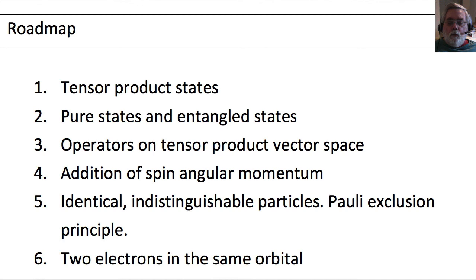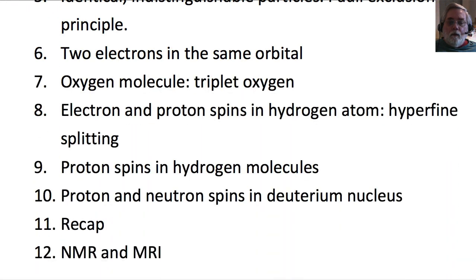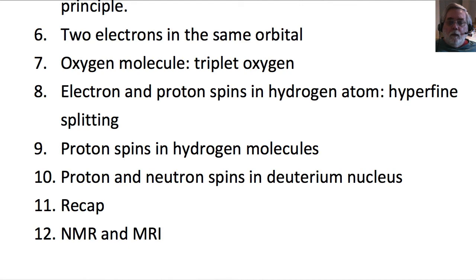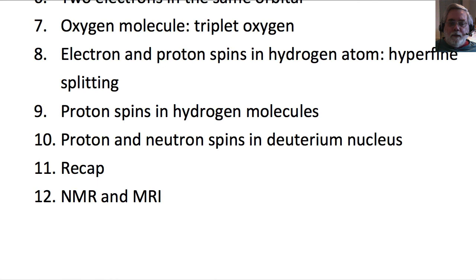Here's our roadmap. We'll do tensor product states, pure states and entangled states, operators on tensor product vector spaces, addition of spin angular momentum, identical indistinguishable particles, Pauli exclusion principle, 2 electrons in the same orbital, oxygen molecule, triplet oxygen, electron and proton spins in hydrogen atom, hyperfine splitting, proton spins in hydrogen molecules, proton and neutron spins in the deuterium nucleus. Then we'll recap that and we'll do a brief material on nuclear magnetic resonance and magnetic resonance imaging.